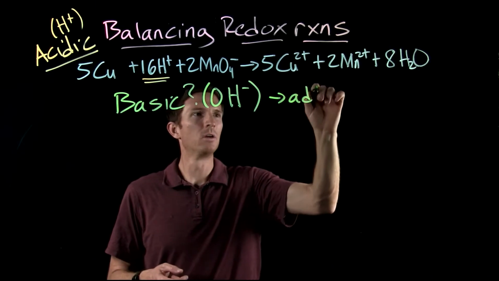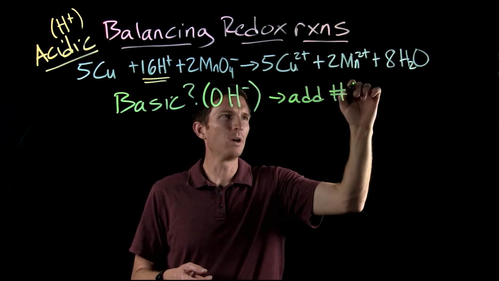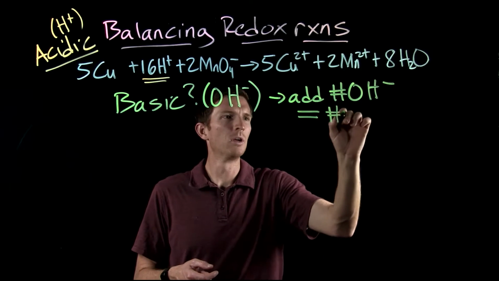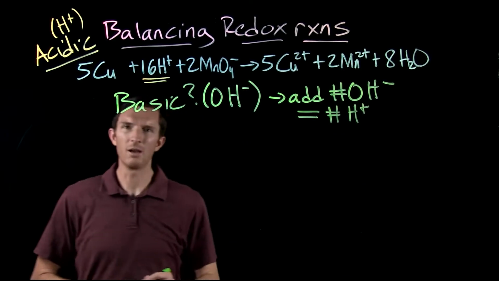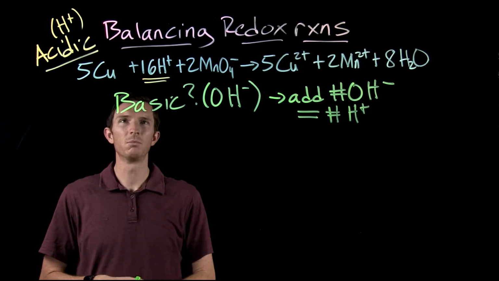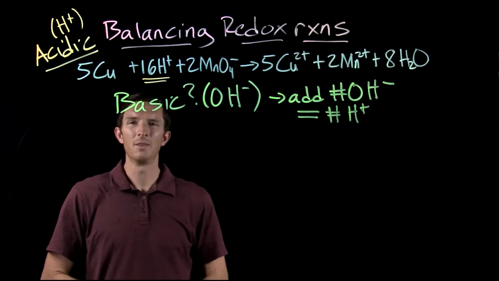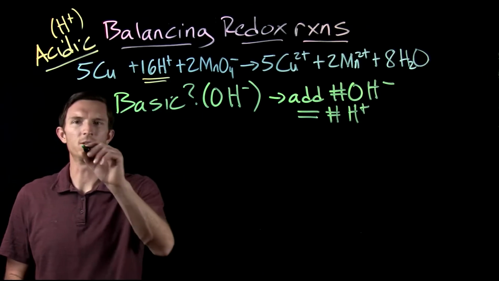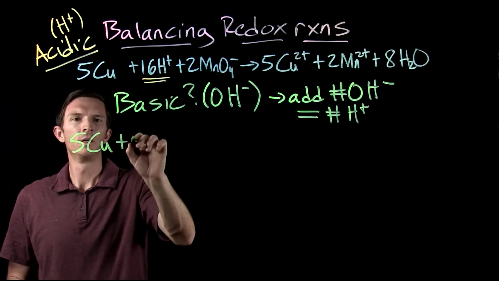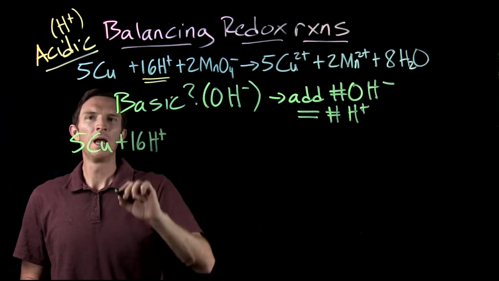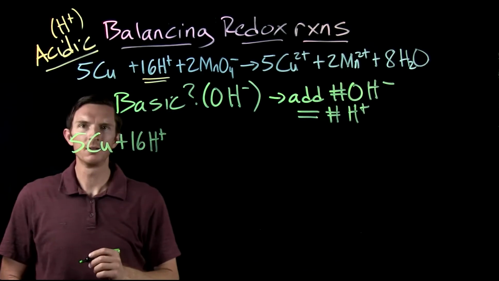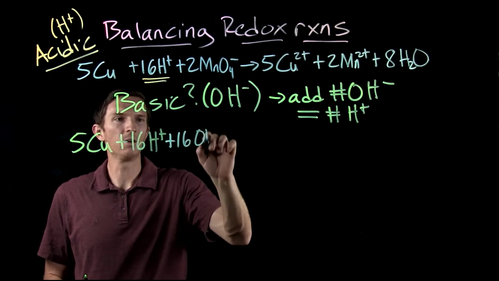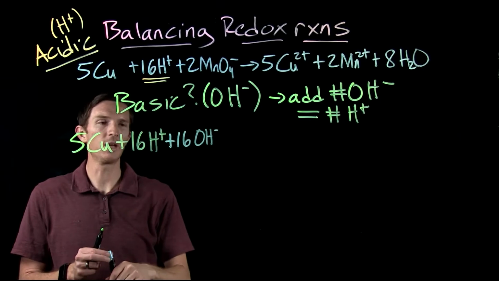add the number of hydroxide ions that is equal to the number of H+ ions we have in our chemical equation. So as long as we do that to both sides, we can say it's still balanced. So we're going to take our acidic balanced equation where we have 5 copper, 16 H+, and we're going to add the same number of hydroxide as H+ ions that we had. So we'll add in our 16 OH- ions. Now we're going to do this to both sides.